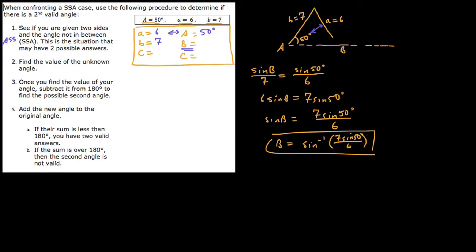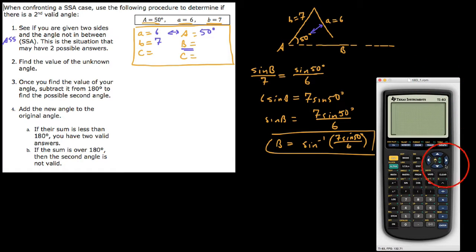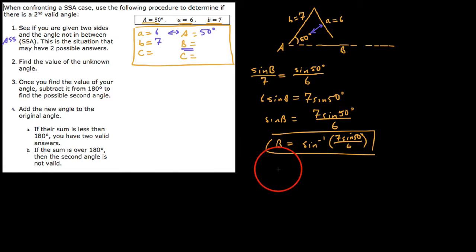To find this unknown angle, I'm going to get my calculator out. I already made sure I was in degrees mode, so it'll tell me in degrees what the angle is. I'm going to start with the inside of this: 7 times the sine of 50. Now I'm going to take this and divide by 6, which gives us about 0.8937, and so on. This goes on forever, so to take the sine inverse of this, I hit sine inverse and then answer. Remember, that's behind your negative key, so we hit second negative key. We get about a 63.3 degree angle. To keep things simple, I'm going to say that B is approximately 63 degrees.